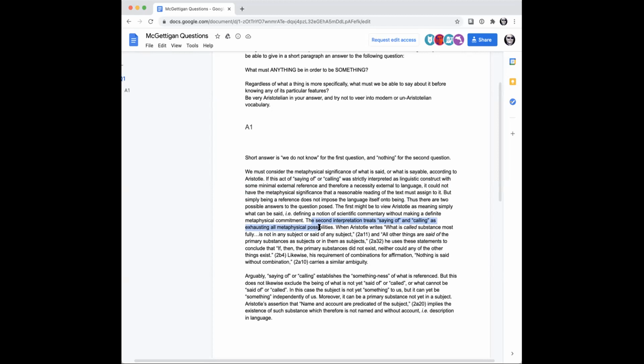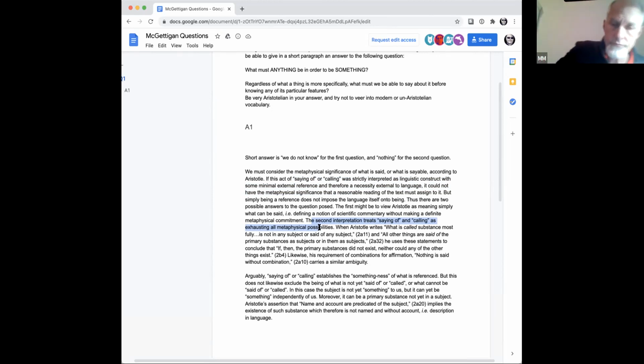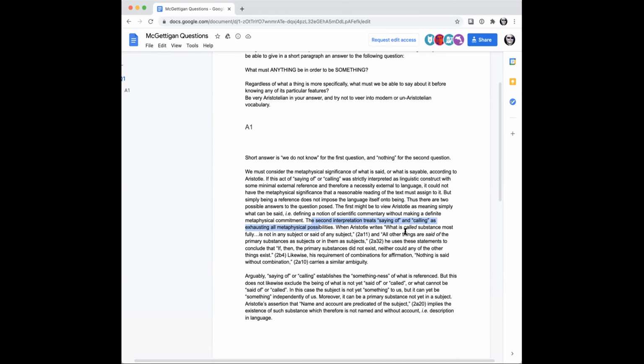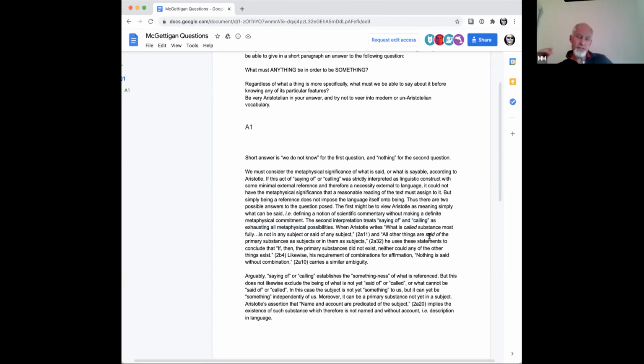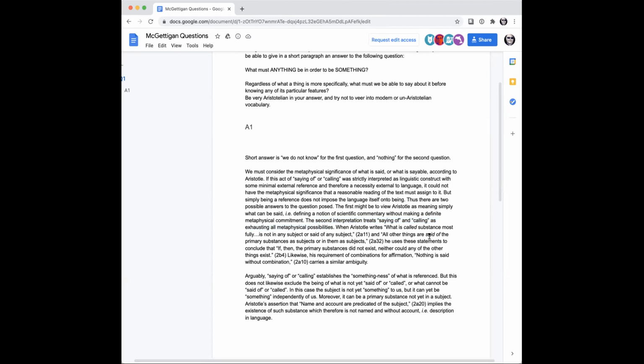Basically you can establish, okay, if you're going to say of something or call something, it has to be a something, and then it is a subject if you're giving it a name or an account, and it's a primary substance if you're giving it predication according to a secondary substance. But that doesn't mean that something has to be that. It could be a something independently of us. And so that's why I have to answer that way.